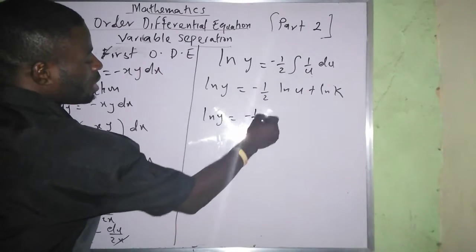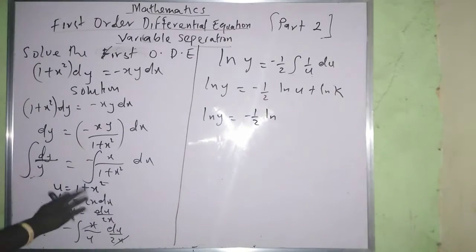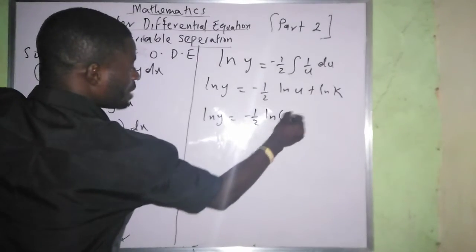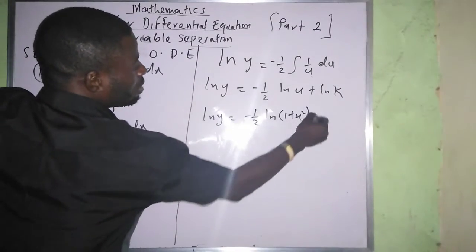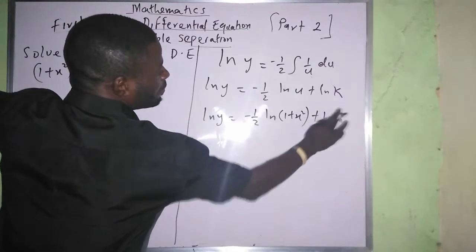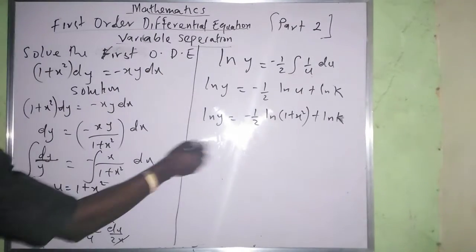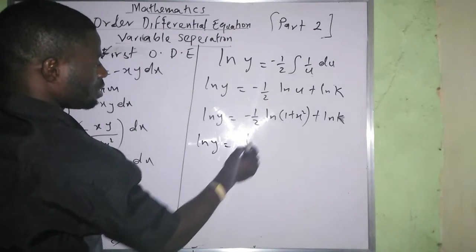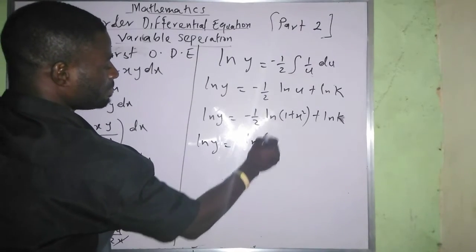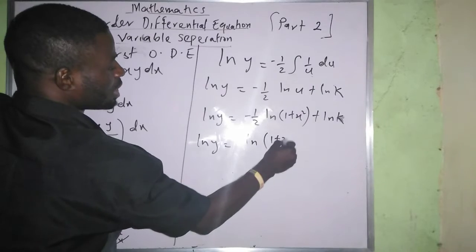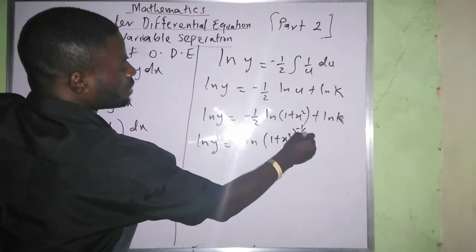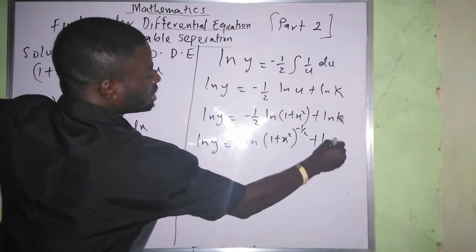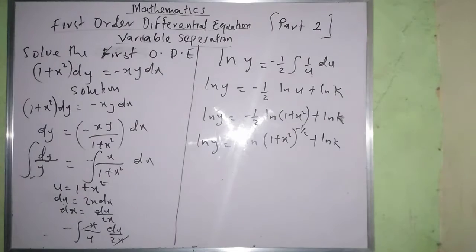Minus 1 over 2 ln what? What is my u? This is my u. I'll be having 1 plus x squared plus what? Ln k. Now, I can say that ln y equals ln of bracket 1 plus x squared, bracket of minus 1 over 2, plus ln k.